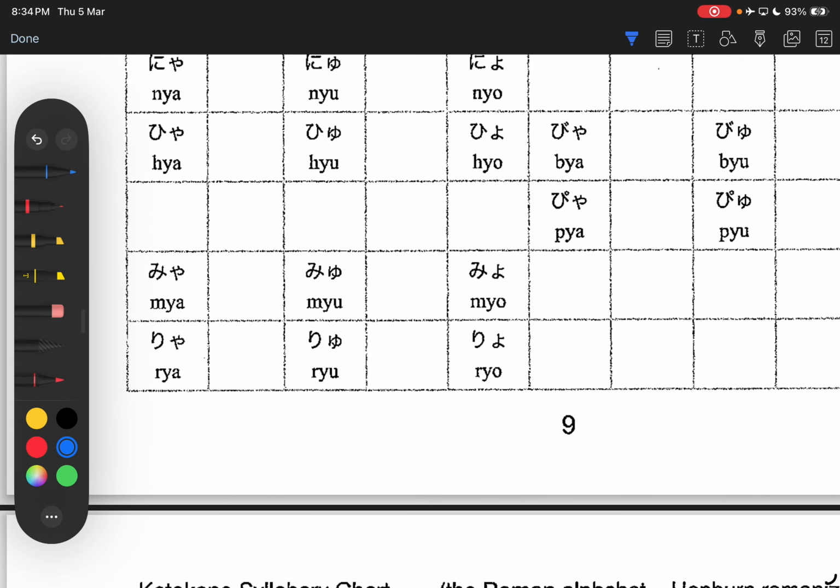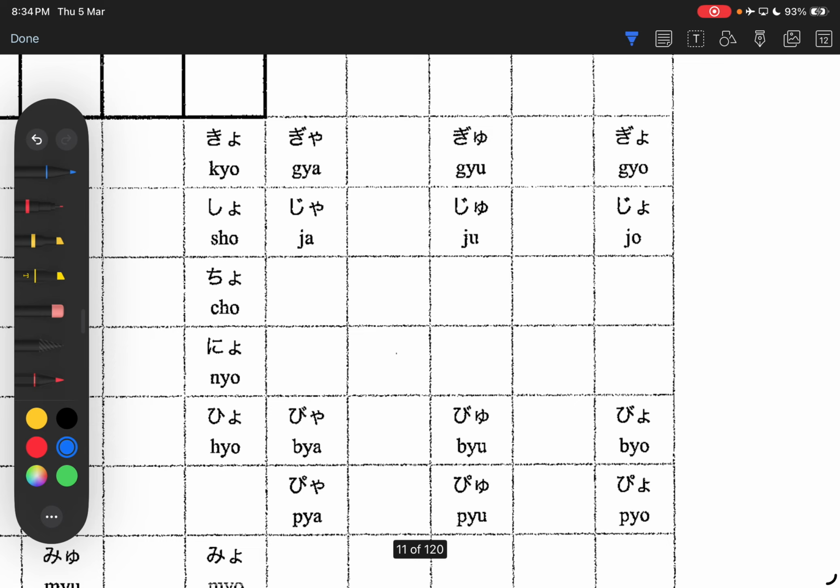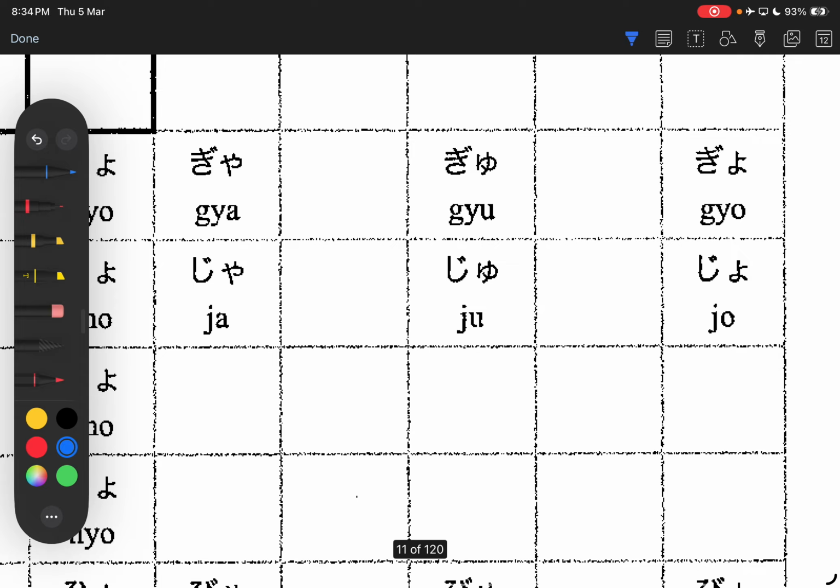Okay, so when we put the two dots and the circle, we also can change the sound. Alright, if you look on the right hand side, we also have gia. Right, so in Hokkien we say gia, or we can say gia, a bit different. Okay, next is gyu.